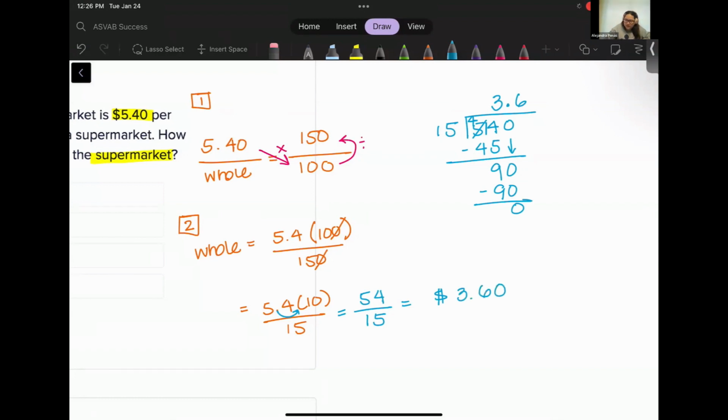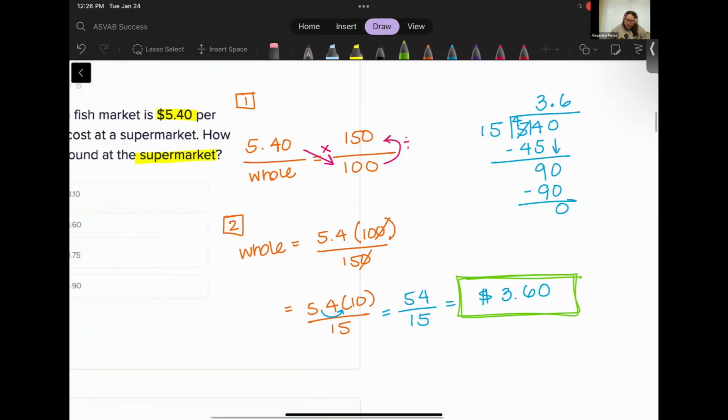I know that 0 wasn't here, but I'm only adding it because we're working with money, and money always has 2 numbers behind the decimal. So I just put the 0 there. So it's $3.60 at the supermarket.